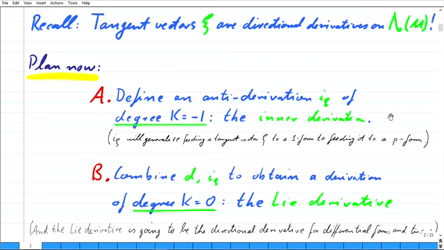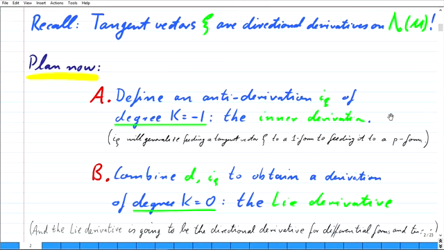So here we have already a derivation. We will define another derivation. This one has k plus 1, so it increases the degree of the differential form. This one will decrease it by 1. The combination will keep the degree the same, and that's what we want. So overall, we have one derivation, another derivation. We combine them to get a third derivation, which will be the desired directional derivative.